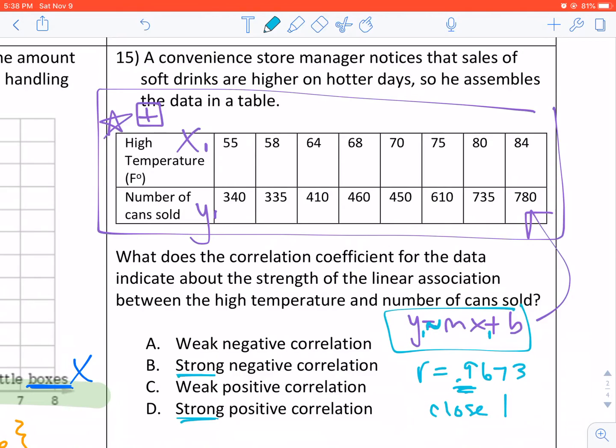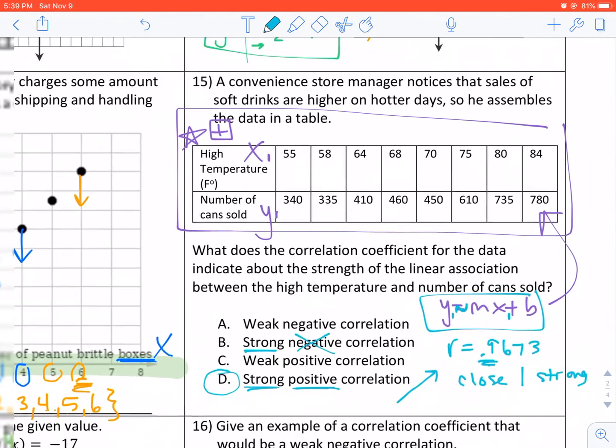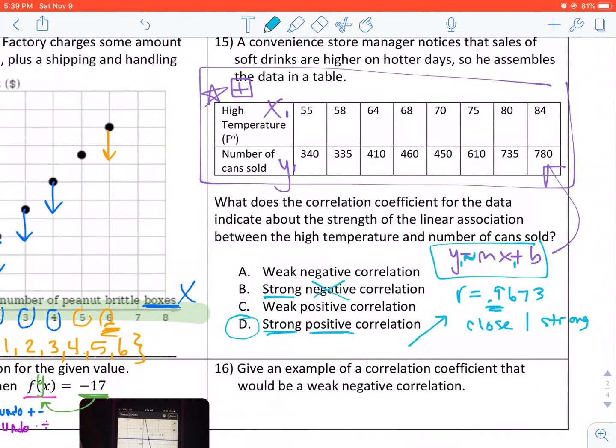0.9 is also a positive number. So it's going to be not negative, but it is going to be positive. And you can also see that from the picture that I showed you, that it was going up like this. So your answer is D, strong positive. And this question kind of goes with question number 16.